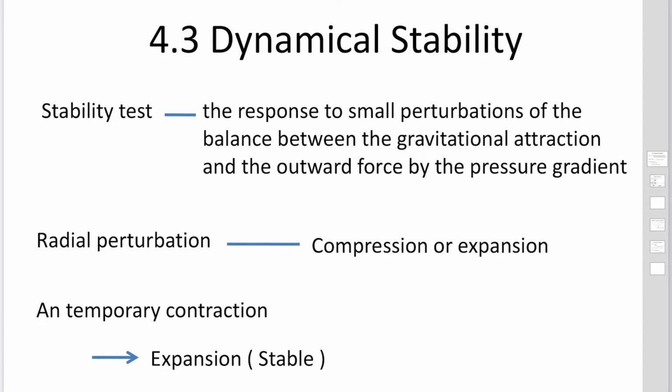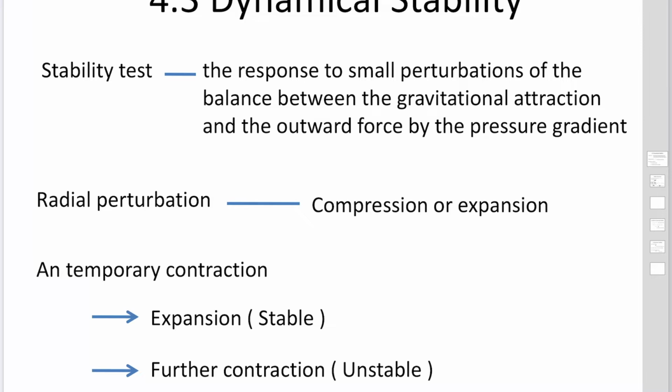In this session, we'd like to study the dynamical stabilities. In the stability test, the response to small perturbations of the balance between the gravitational attraction and the outward force by the pressure gradient is compared. In this dynamical stability test, we consider the radial perturbations. This means compressions or expansion of a star.